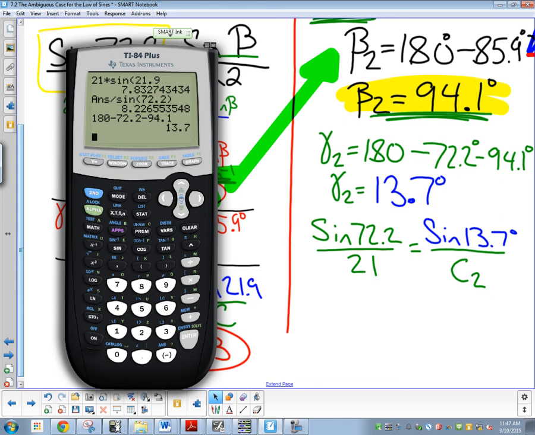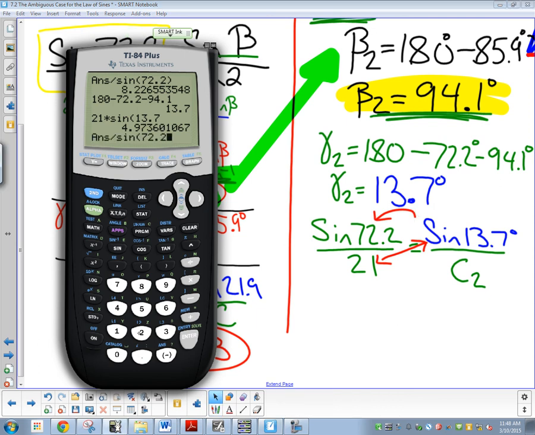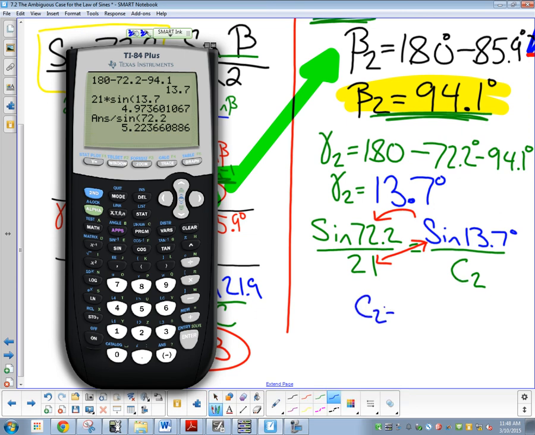So, Karan, what am I going to do to solve that proportion now? Cross multiply. So what am I going to type into my calculator? 21 times sine. Yep, he took the 2 things that he knew. He took 21 times sine of 13.7. And then what else do you need to do? Divide by the missing thing. So divide by sine of 72.2. 5.22. Do I need to do inverse sine here? No, because it's just equal to C2. It's not sine of C2. So C2 is 5.22.